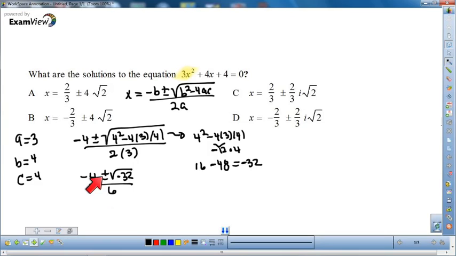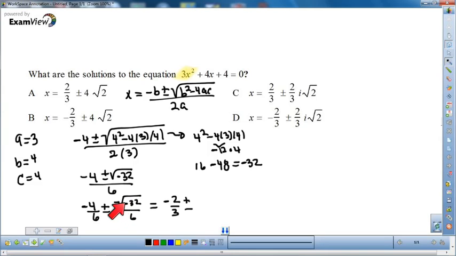So I notice that this is none of my answers. So what I need to do is I need to simplify it. So I'm going to put the 4 and the 6 together, and the square root of negative 32 and the 6 together. So I'm going to separate them. Okay. So notice that I can reduce the 4 and the 6 by 2.